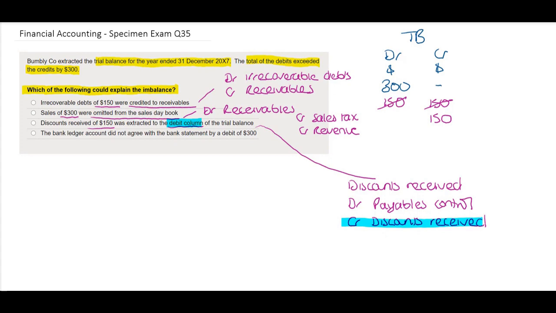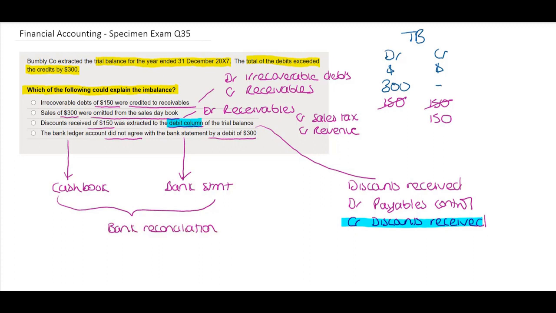The final issue is looking at the bank ledger account and the fact that it did not agree with the bank statement by a debit of $300. This is looking at the relationship between the bank ledger account or our cash book and the bank statement. These may very well not agree due to timing issues, and this is all dealt with in a bank reconciliation. As a result, it will not have any impact on the imbalance relating to the trial balance.